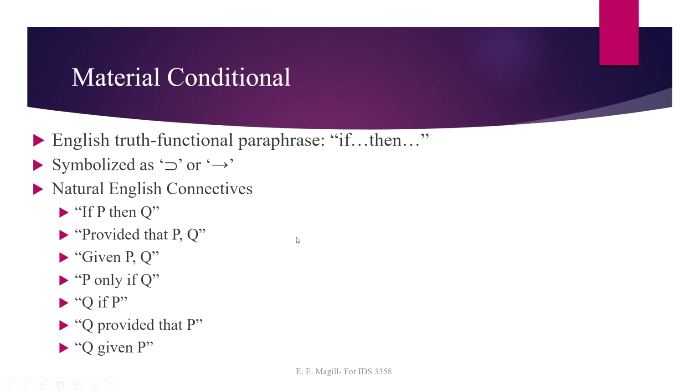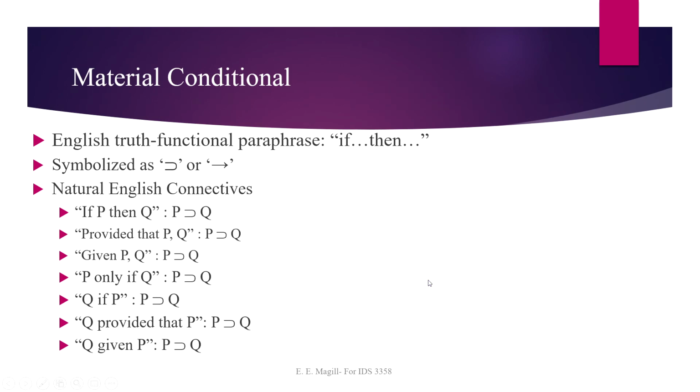Now notice for these last three, the Q sentence, which will be your consequent, comes first in the natural English expression. This means that you'll have to change the order of the component parts in the sentence to preserve the meaning when you do the paraphrase and symbolization. So all of these are going to be symbolized P, horseshoe, Q.